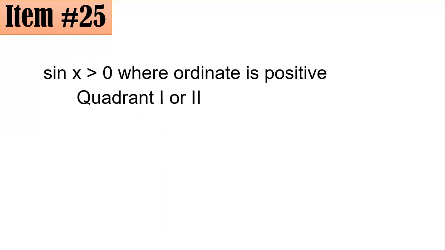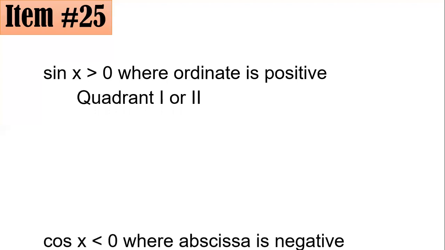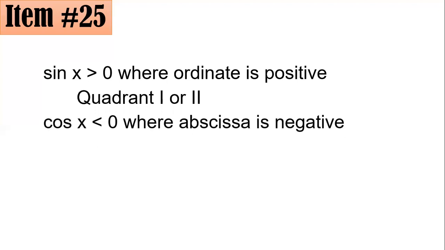Sine x could be in quadrant 1 or in quadrant 2, sorry. And remember also that cosine is all about the x coordinates or the abscissas. Cosine x less than 0 tells us where the abscissa, or the x coordinate, is negative, but the x coordinates are negative in the second or in the third quadrant.